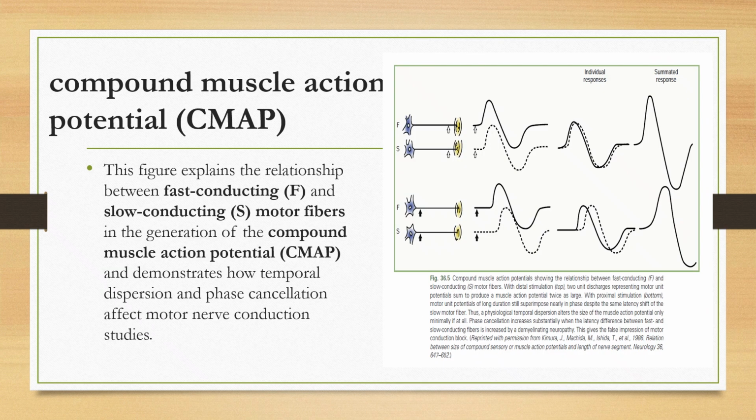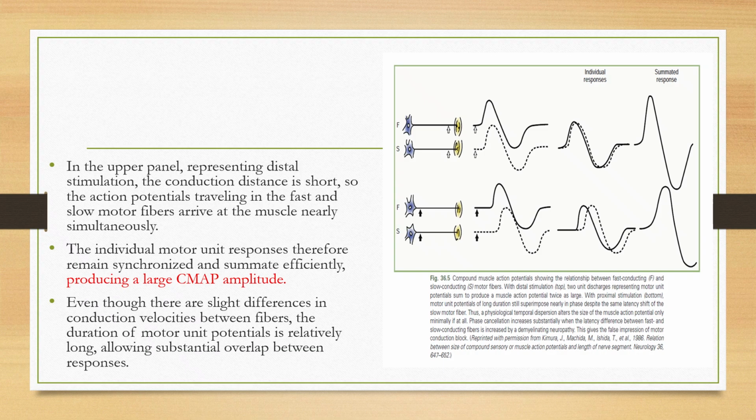Compound muscle action potential. This figure explains the relationship between fast conducting and slow conducting motor fibers in generation of CMAP and demonstrates how temporal dispersion and phase cancellation affect motor conduction studies. In the upper panel, representing distal stimulation, the conduction distance is short, so action potentials traveling in the fast and slow motor fibers arrive at the muscle nearly simultaneously.